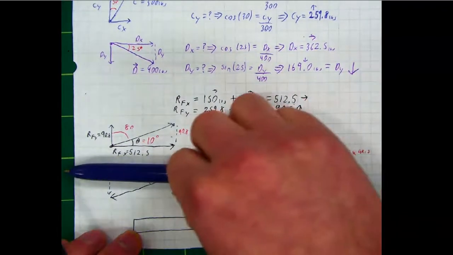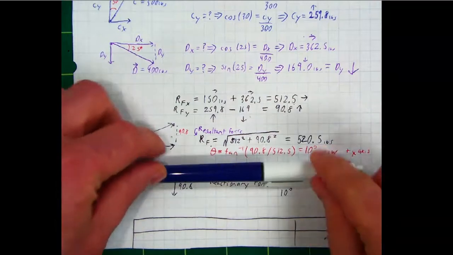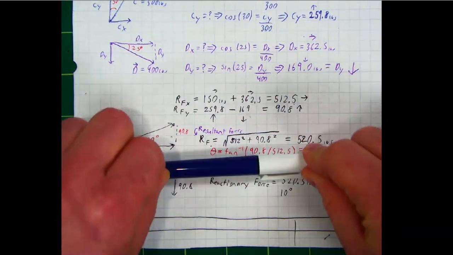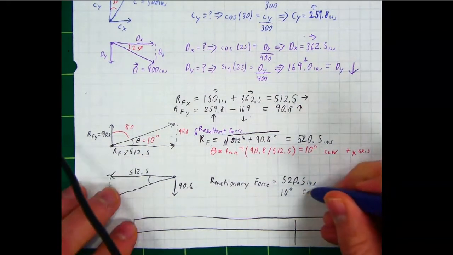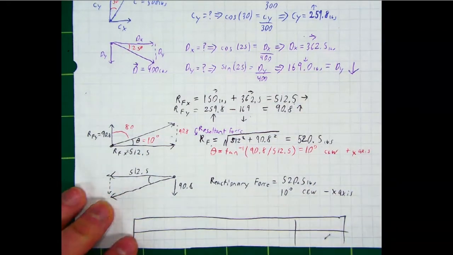So we start from the negative x pointing to the left at 9 o'clock, and it rotates back to where it was. What is that, clockwise or counterclockwise? Counterclockwise. That's all a reactionary force would be, equal and opposite. We're done.